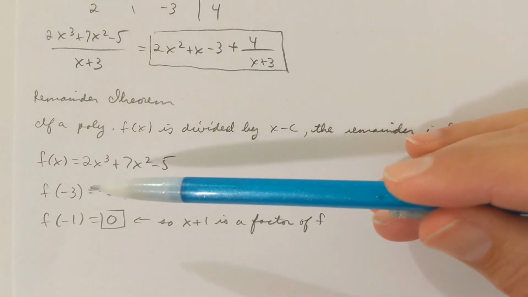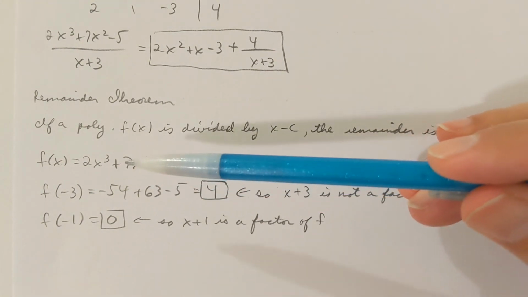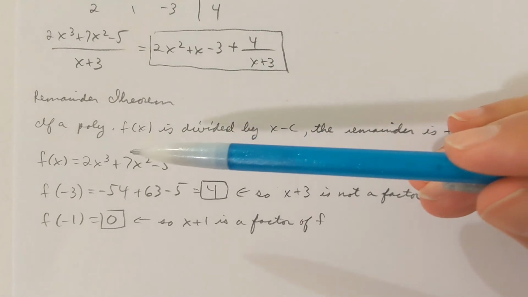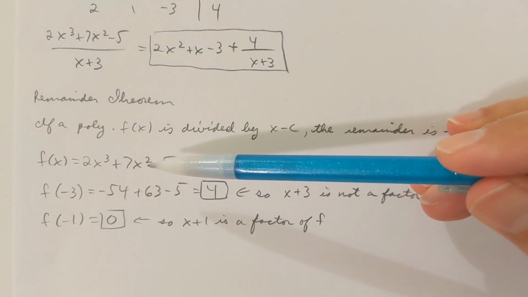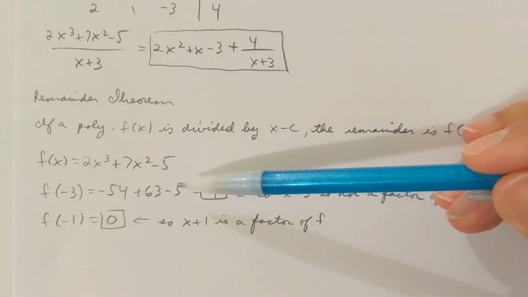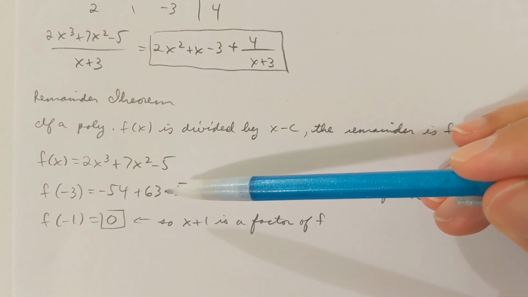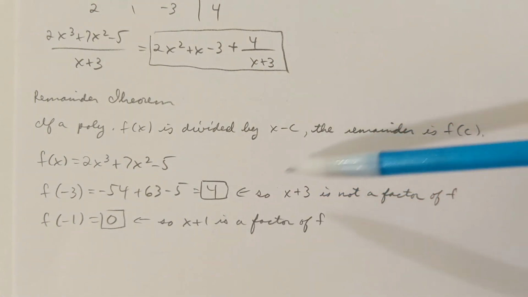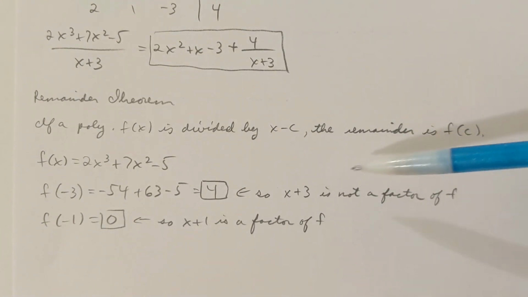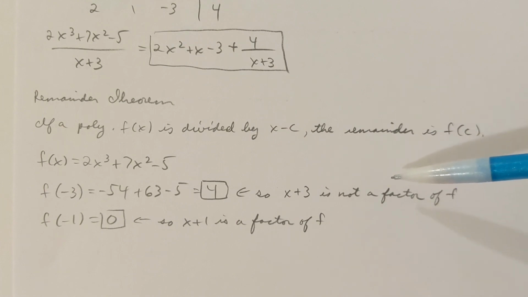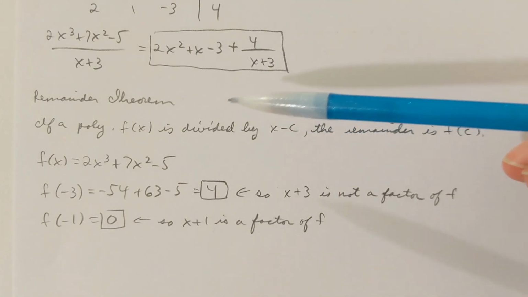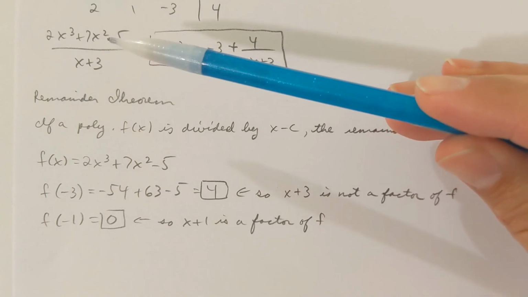Okay, when I plug -3 in, f of -3 gives me -3 cubed is -27 times 2 is -54. -3 squared is 9 times 7 is 63 minus 5. -54 plus 63 minus 5 gives me 4. So because I'm not getting 0 as the output, I would conclude that x plus 3 is not a factor of f.